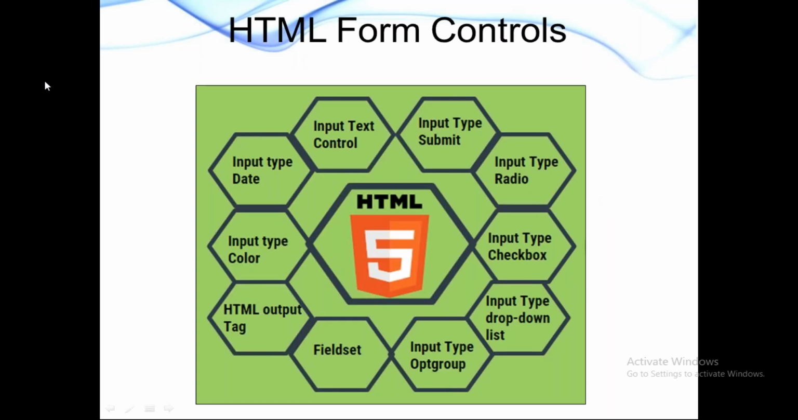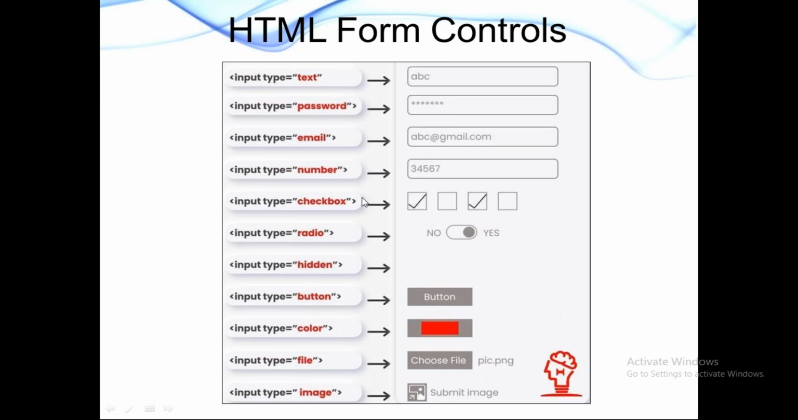Now when you look at the different types of controls in a form, you have the submit button, radio buttons, and check boxes. When you want to give a set of options to the user and you want multiple selection, you can use a check box. When you have only single selection, you can create radio buttons. Then drop down list, then field set, which is for formatting the form. Then the color, date, text control, password control. There are a lot of controls, more than 18 controls. We'll start looking at the controls now.